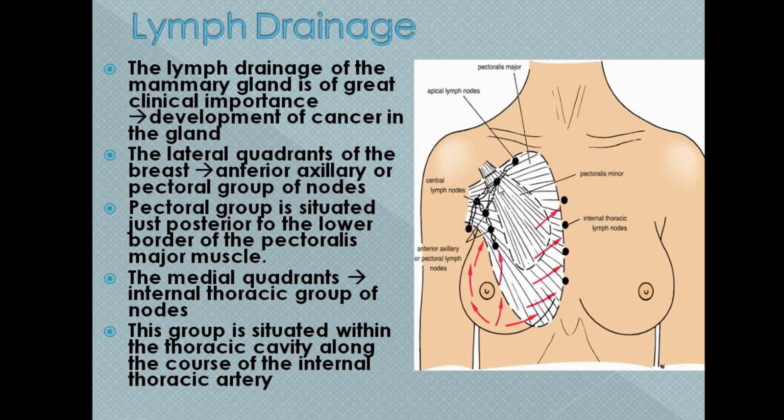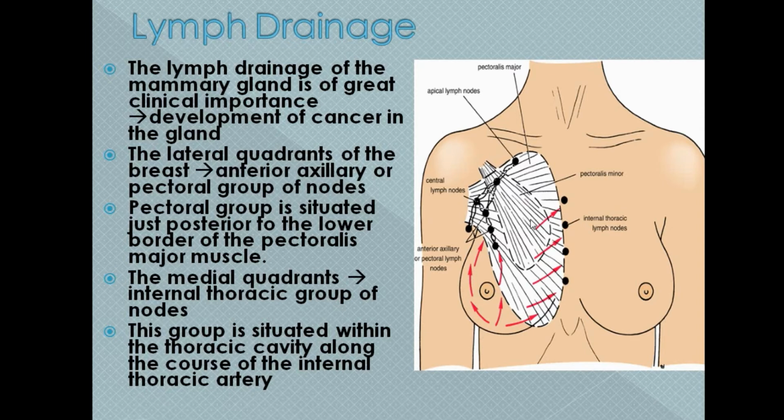So the axillary group of lymph nodes plays a very important role in the lymphatic drainage of the breast. The first sign of breast carcinoma is enlargement or obstruction of the axillary group of lymphatics. So lymphatic drainage of the mammary gland is of great clinical importance, and development of carcinoma in the gland is detected by enlargement of the axillary lymph nodes. The lateral quadrant of the breast drains into the anterior or pectoral group of lymph nodes. The pectoral group is situated just posterior to the anterior border of the pectoralis major muscle.